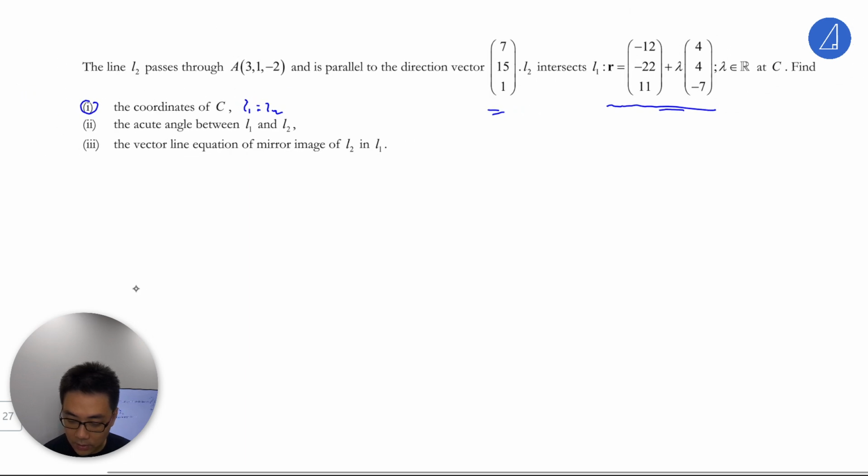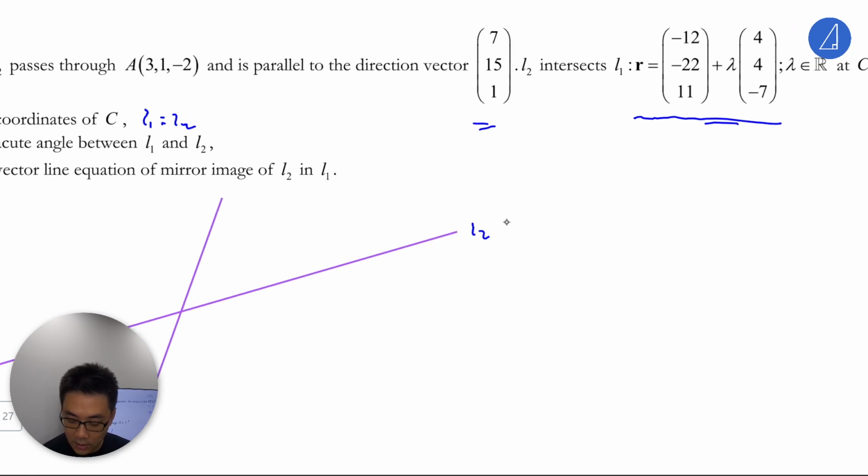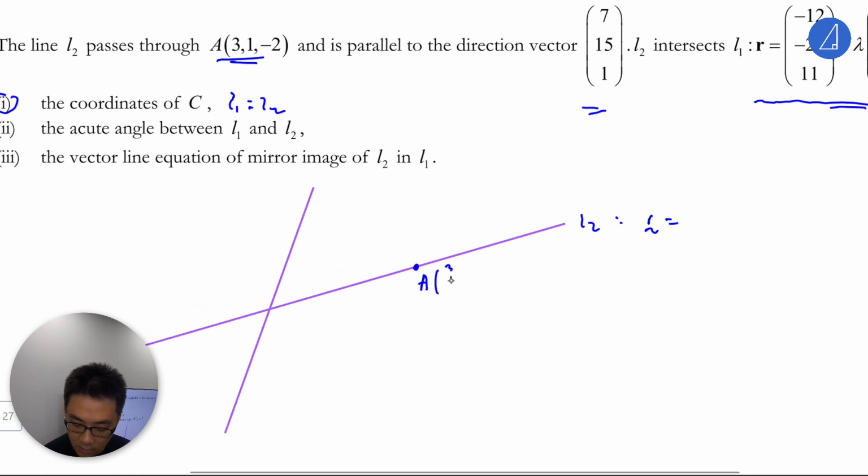Okay, come, let's just do this together. Should be quite fast. So L1, L2. If L2 is here, now remember a line equation essentially needs a point. It passes through A, which is actually (3, 1, -2), plus mu (7, 15, 1). And then you're told that this is C, right? Okay, this is L1.